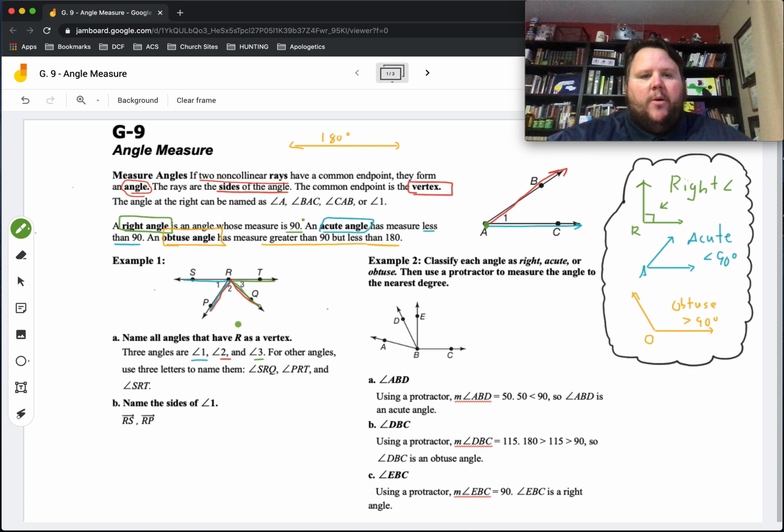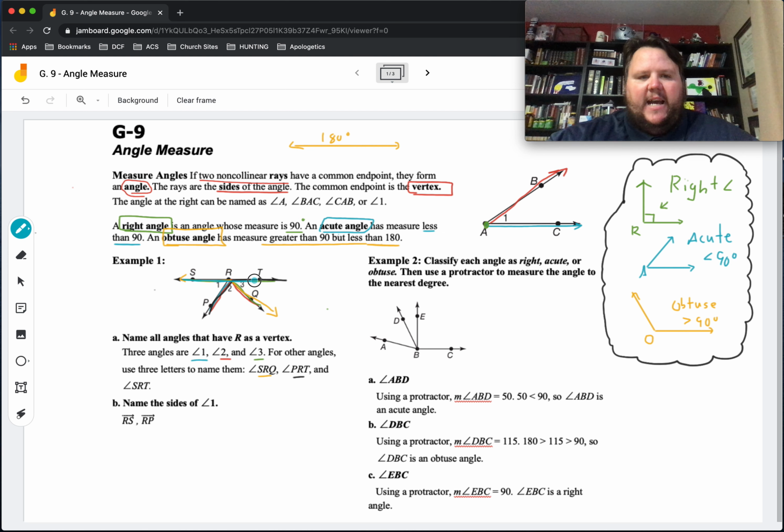So we could say SRQ. Okay, and then we have to go this way too. SRQ also has R as a vertex. If you look here, SRQ, that's a 4th angle. And then we would also have PRT. So angle PRT, which is right there, that would be a 5th angle. And then we also have SRT, and SRT is unique.